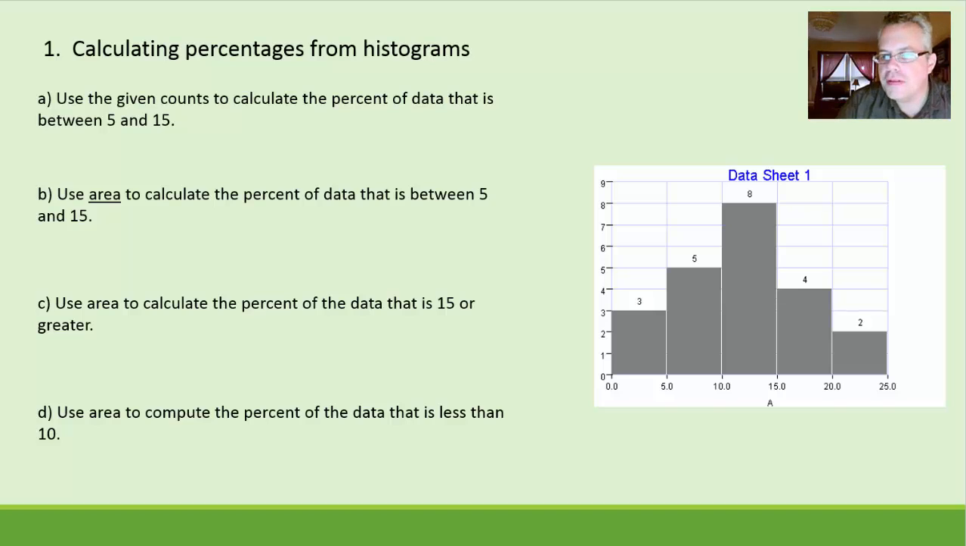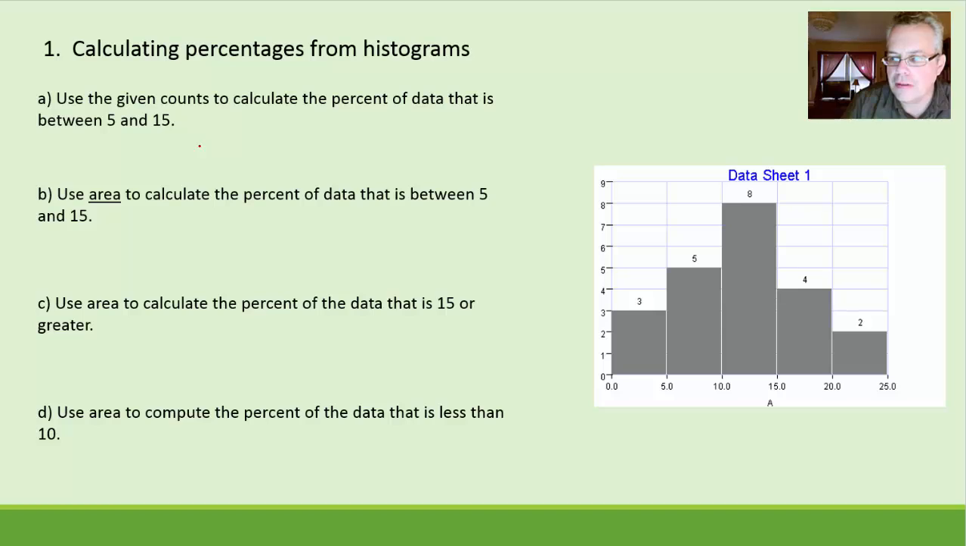We want to calculate some percentages from histograms, and we kind of want to introduce the normal curve that way. So here we have a histogram. I'm going to do it the usual way for the first part, then we're going to switch to a different way. So in part A, it says use the counts to calculate the percent of data that is in between 5 and 18.